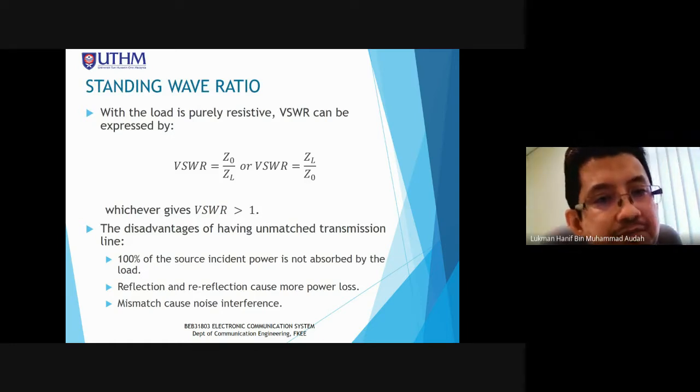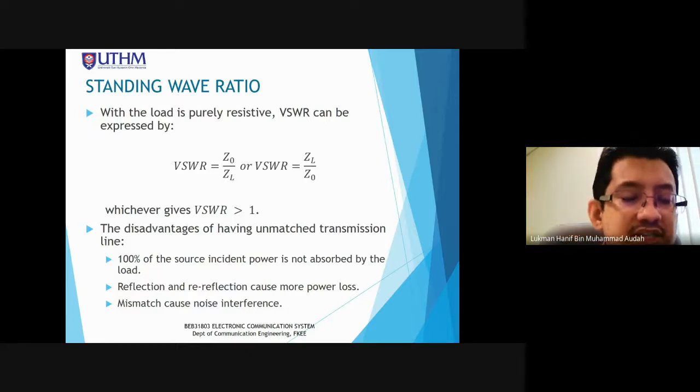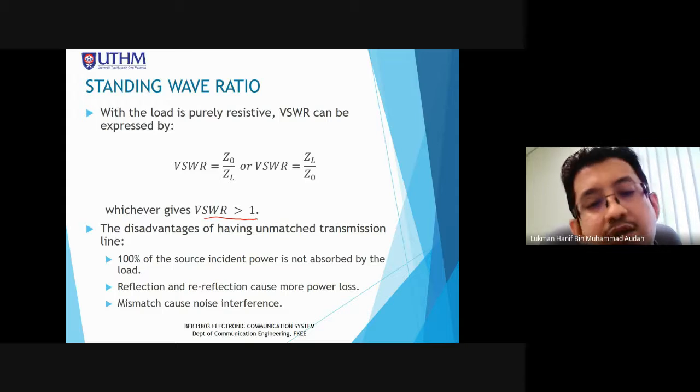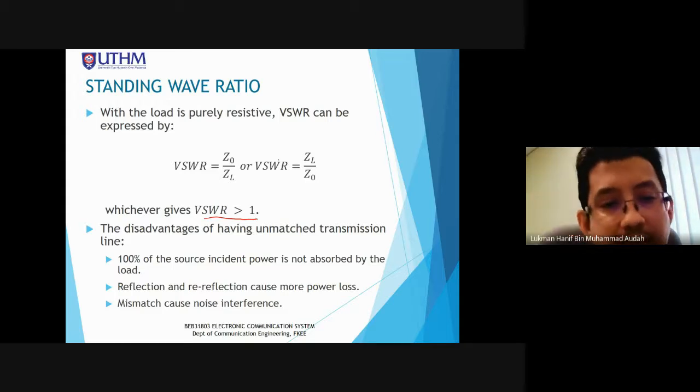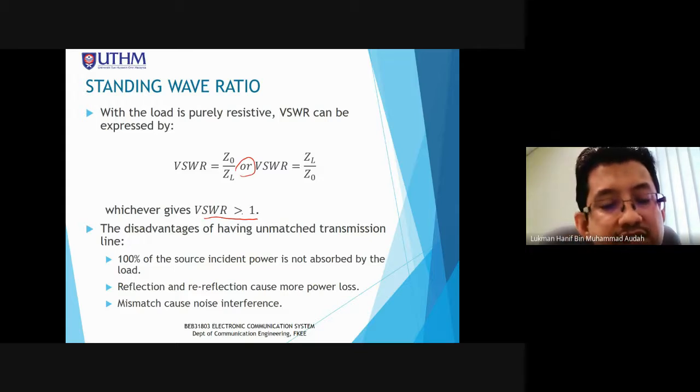Standing wave ratio. Okay, standing wave ratio with the load is purely resistive, VSWR can be expressed by Z0 over ZL or ZL over Z0, whichever gives VSWR more than 1. Okay, so salah satu, or di sini kita pilihlah mana-mana satu yang menghasilkan VSWR lebih besar daripada 1.